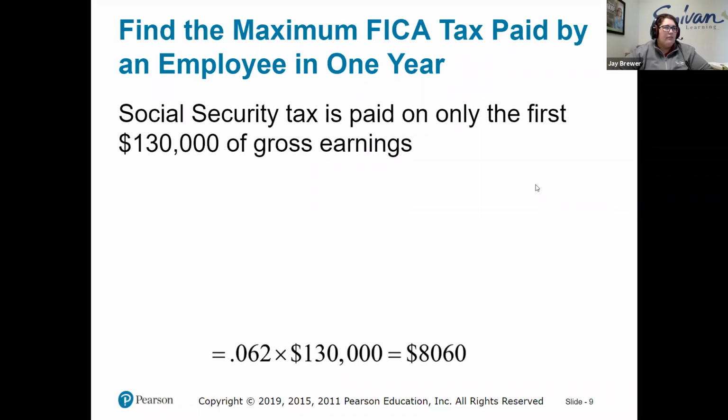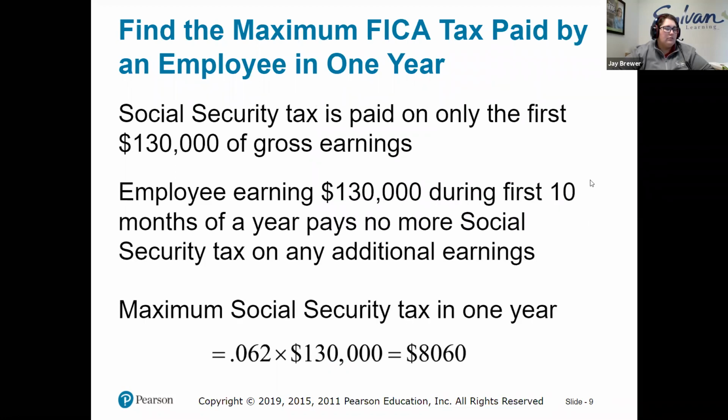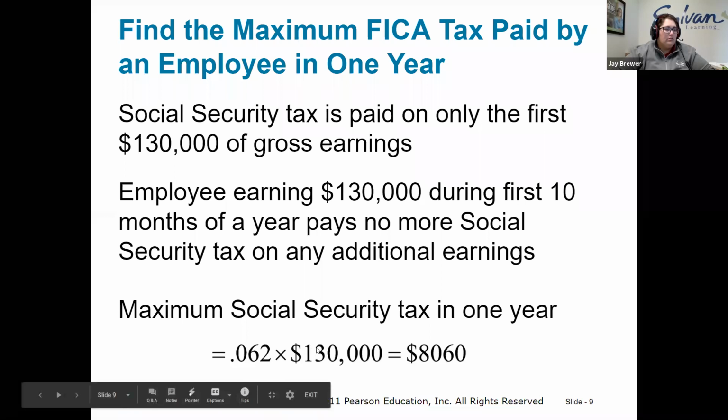All right. Find the maximum FICA tax paid by an employee in 1 year. So since they already gave the answer down there, there's no point in me working it out for you. Employee earning 130,000 during the first 10 months of the year pays no more Social Security tax on any additional earnings. The maximum Social Security tax in 1 year will be $8,060. That's if you make the high end, okay? The majority of us are not seeing that number.